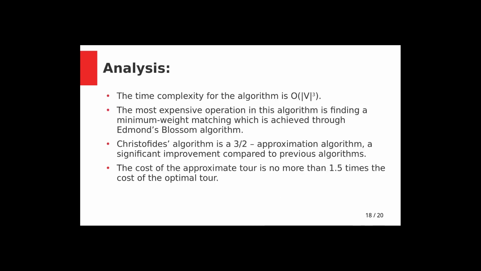So let's quickly look at the analysis for this algorithm. The complexity of this algorithm is big O of V cubed. This is because the most expensive step is finding a minimum weight matching, which is achieved through Edmonds' Blossom algorithm, published in 1965 or so. This algorithm is a 3/2 approximation algorithm, which is an improvement compared to previous algorithms because it gives a constant approximation ratio, which means that the cost of this approximate tour is not going to be more than 1.5 times the cost of the optimal tour.